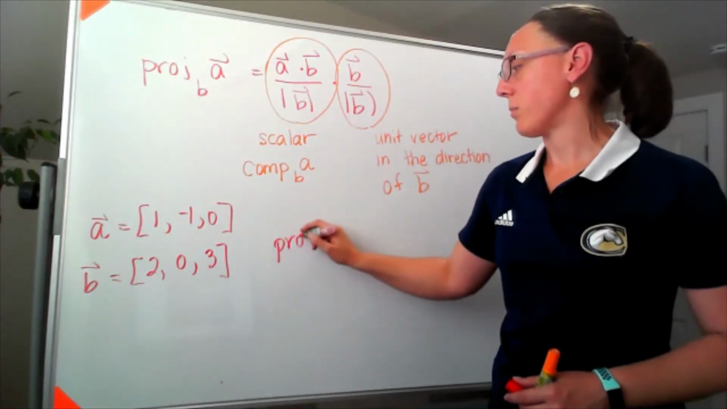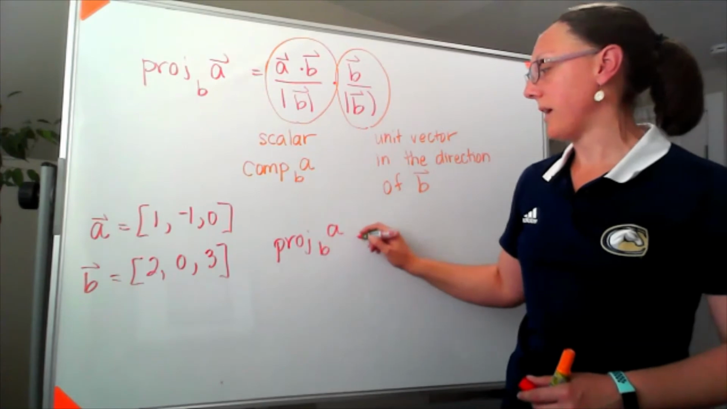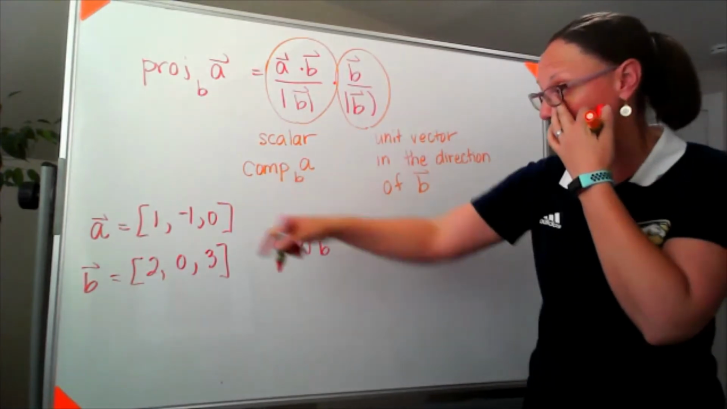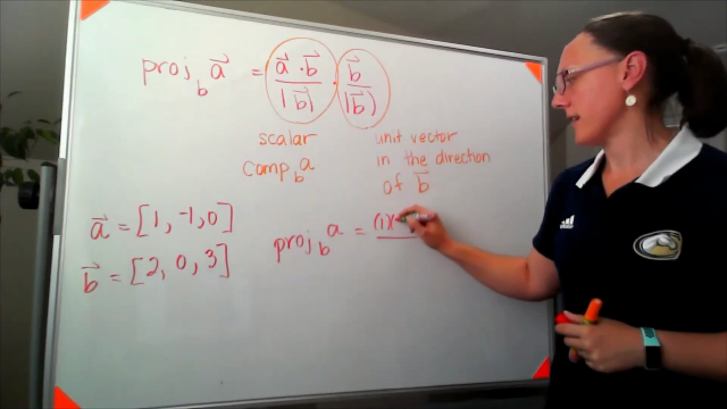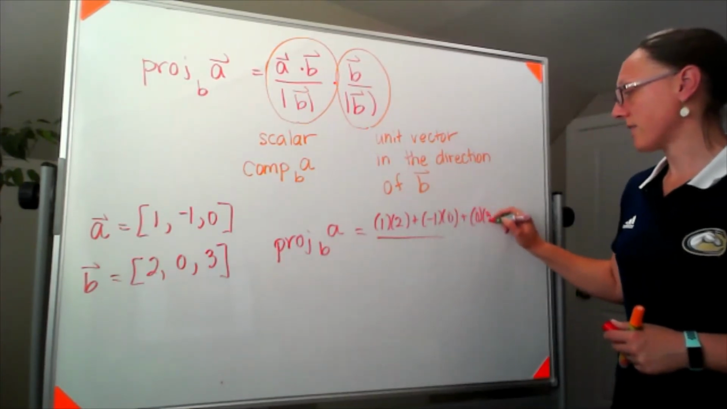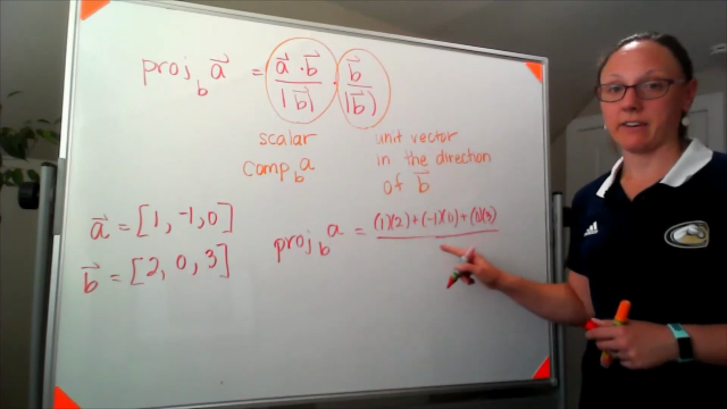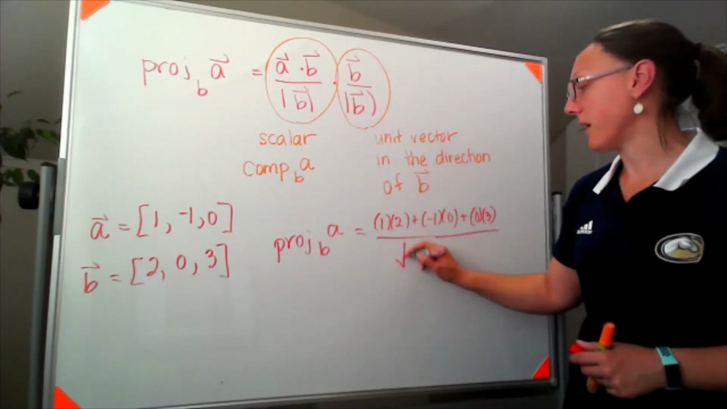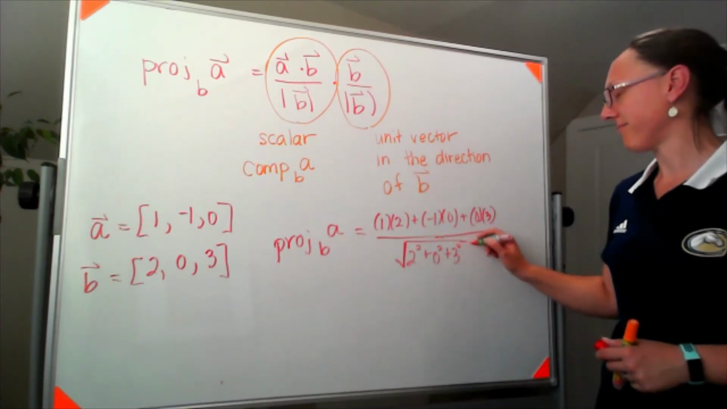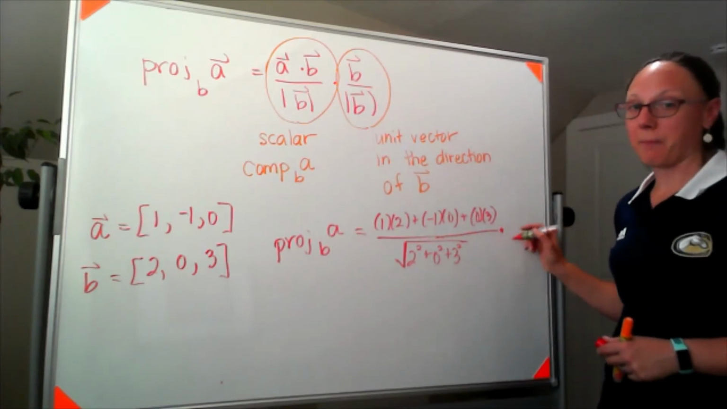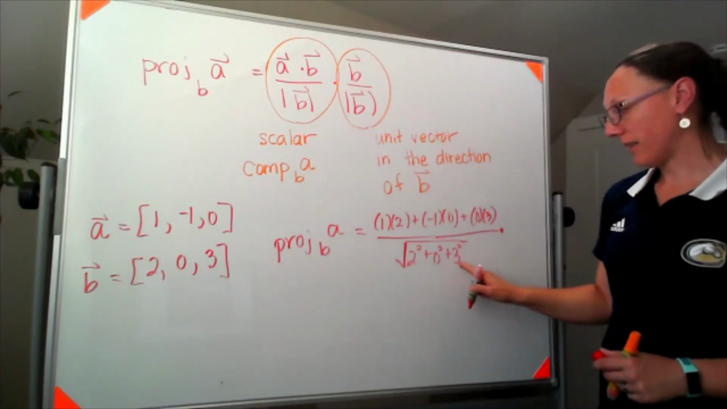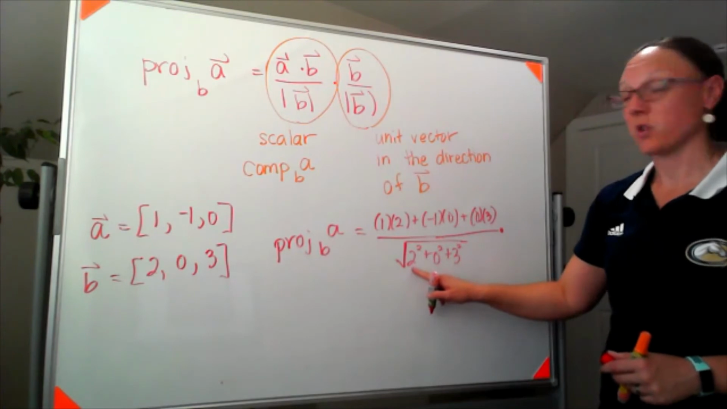Then if I look for the projection of A onto B, I'll take the dot product of these two vectors. So our dot product would be 1 times 2 plus -1 times 0 plus 0 times 3. So there's my dot product of A dotted with B. And we're going to divide that by the length of B, or the square root of 2 squared plus 0 squared plus 3 squared. And now I'm going to multiply that by my B vector divided by its length. So if I clean up the length here, that's 9 plus 4, so square root of 13.